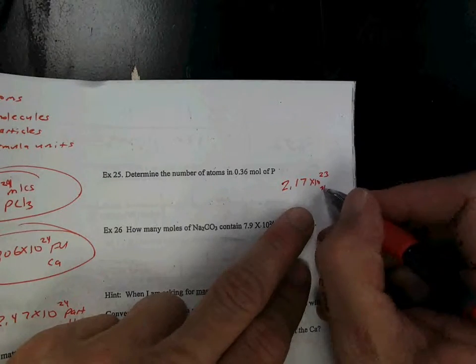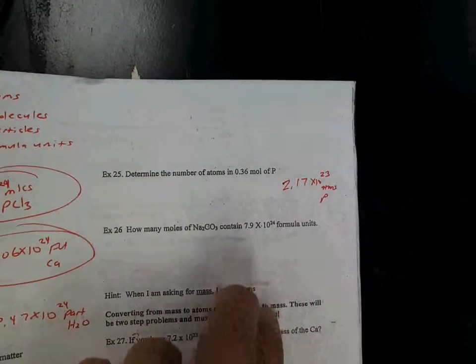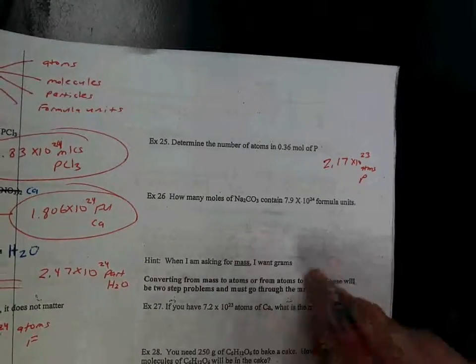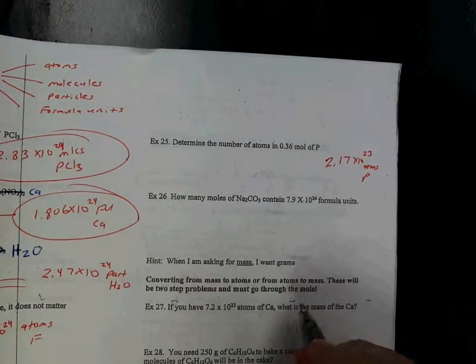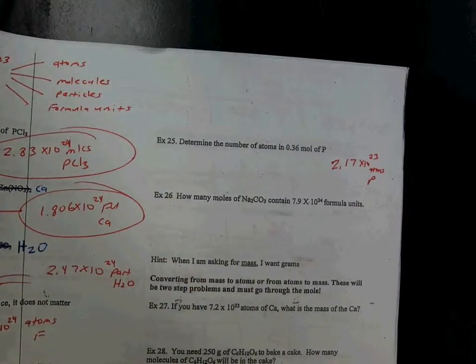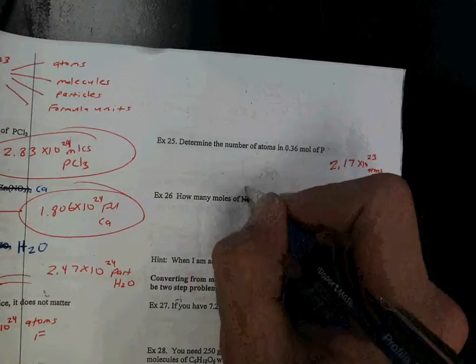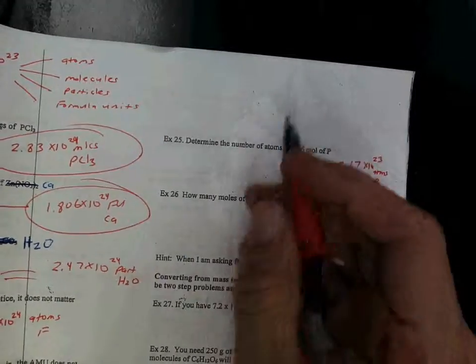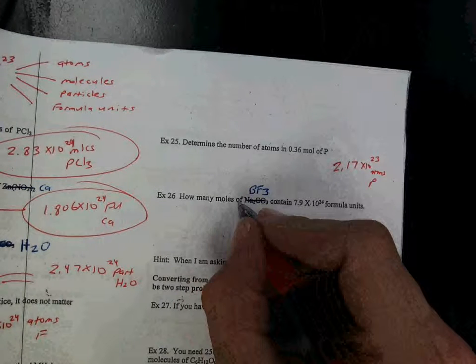25, this answer would have been 2.17 times 10 to the 23rd atoms of P. So you could try that one as well. It's pretty easy to do. And then I'm going to work 26, and then I'm going to stop there. So 26 is going to be, oh, I'm going to mark that out too. That's too much to write. Mark this out and write BF3. I just don't want to write that many elements down.